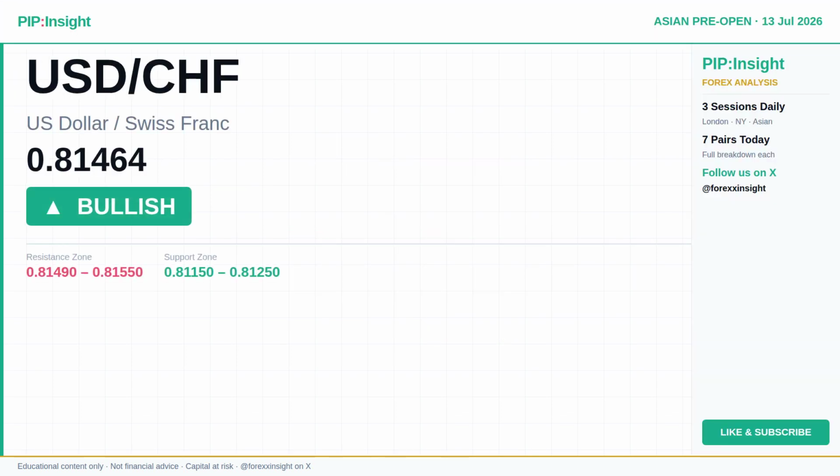Dollar Swiss. The chart is showing bullish structure on this session. The 4-hour trend is to the upside and the 1-hour is also pointing higher. Resistance is marked between 0.8149 and 0.8155. Support is marked between 0.8115 and 0.8125. Here is the full chart breakdown.